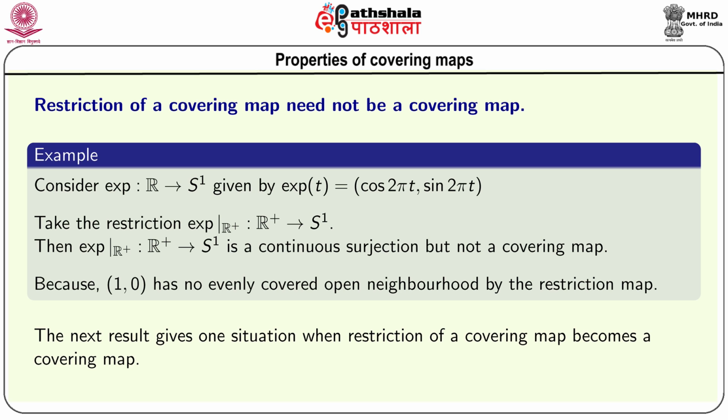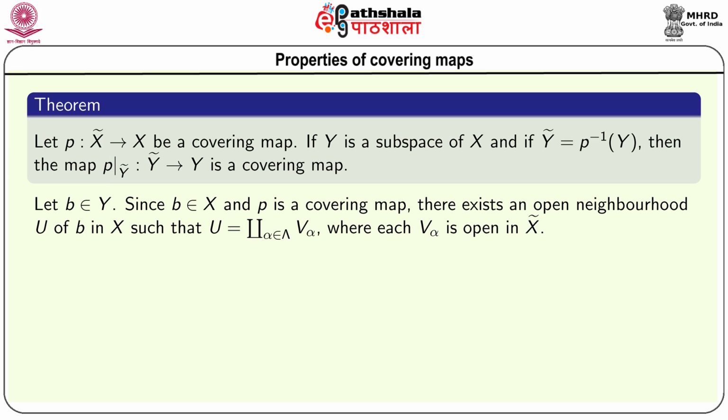The next result gives one situation when restriction of a covering map becomes a covering map. Suppose P is a covering map from X tilde to X, and suppose Y is a subspace of X. If Y tilde is the set P inverse Y, then the map P restricted to Y tilde from Y tilde to Y becomes a covering map.